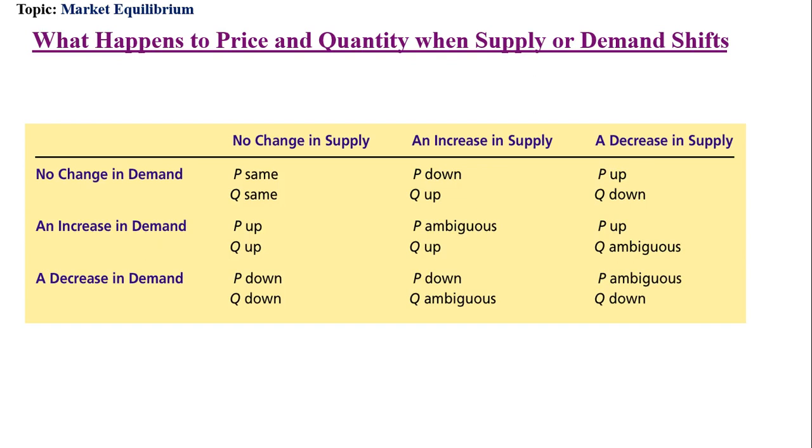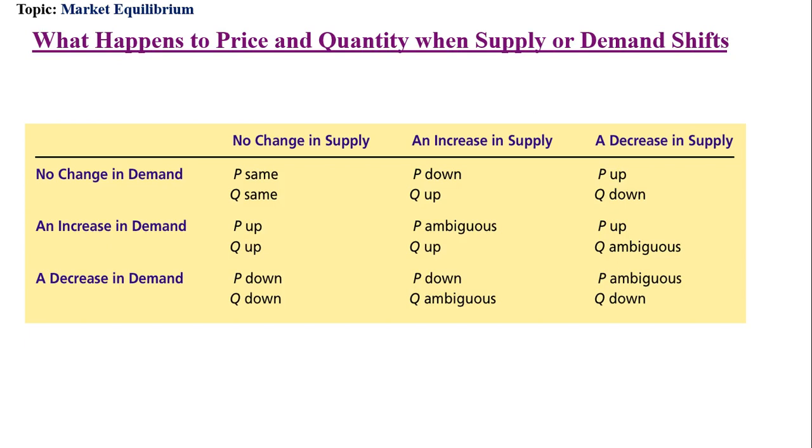Now, what happens to price and quantity when supply or demand shifts? If no change occurs in demand and no change occurs in the supply, the price remains the same and the quantity remains the same. If no change occurs in demand and an increase in supply occurs, the price goes down and the quantity goes up. If no change occurs in demand, a decrease in supply results in an increase in the price and a decrease in the quantity.